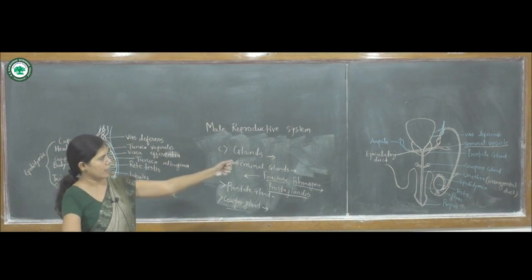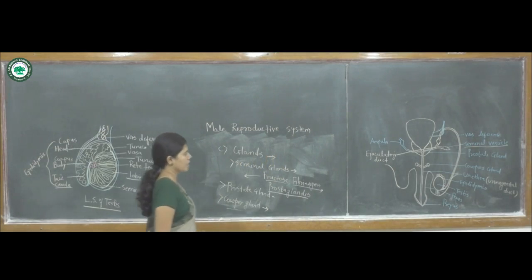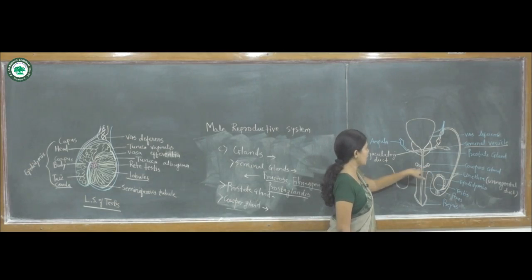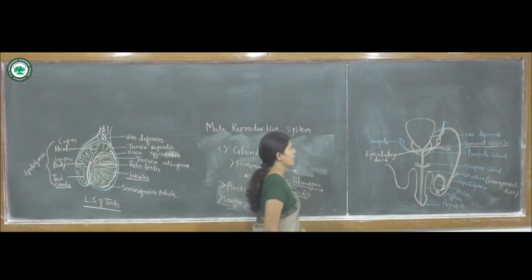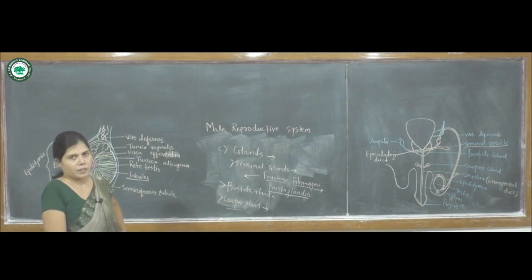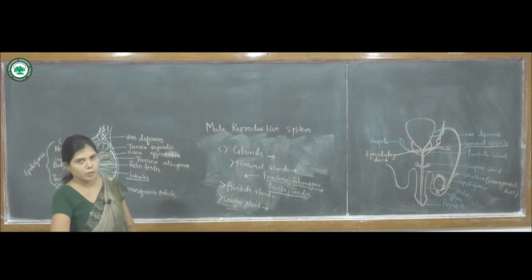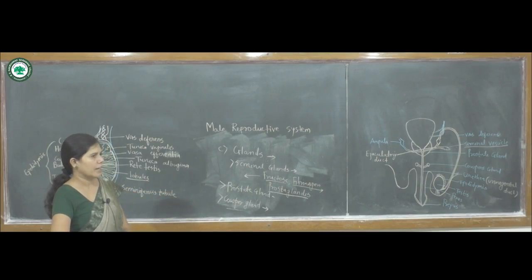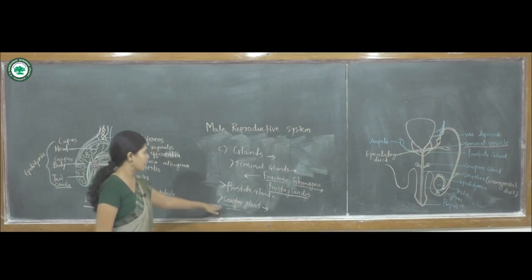The Cowper's gland is a small pea-like structure present on both sides of the urethra. It is small, pea-sized in shape, and it also takes part in the male reproductive system. The function of the Cowper's gland is to secrete alkaline viscous mucus, which helps as a lubricant at the time of copulation.